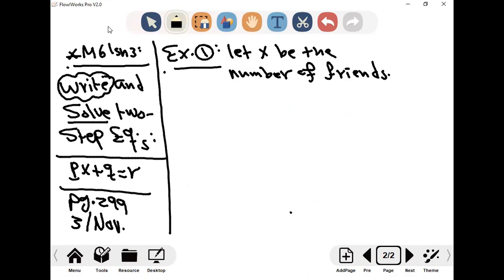Now we said let x be the number of friends. Now let's form the equation. X is the number of the friends. She will buy the tickets first. So how much is the price of each ticket? But for X friends, 8.5x.